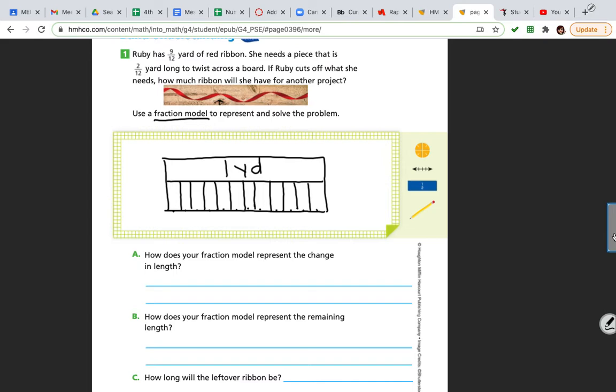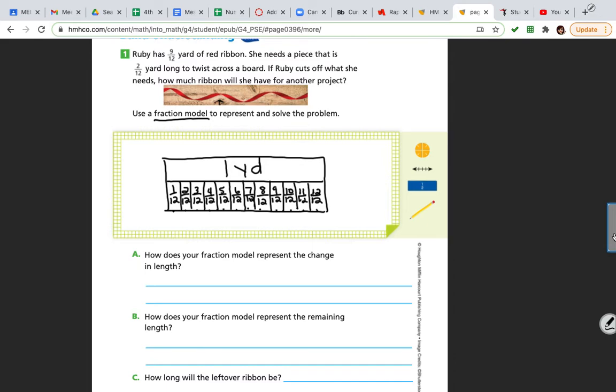Good. So this is going to be 1/12, 2/12, 3/12, 4/12, 5/12, 6/12, 7/12, 8/12, 9/12, 10/12, 11/12, and 12/12. So that would be if we have a whole.